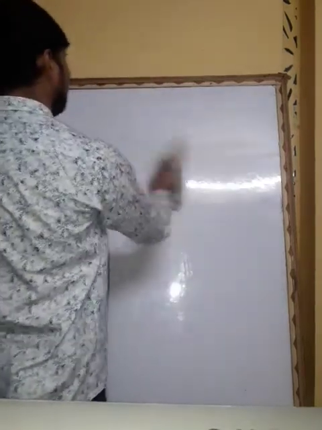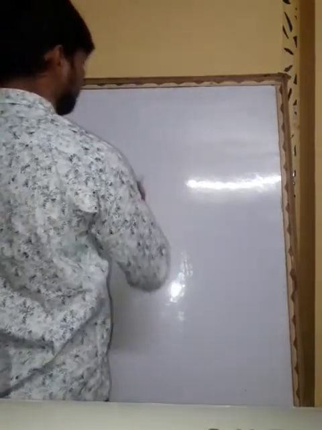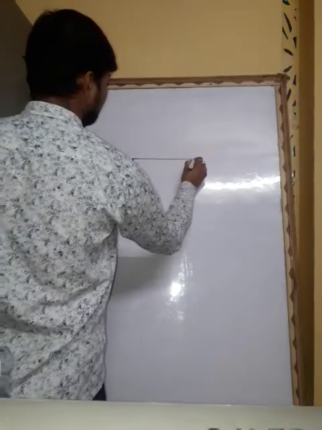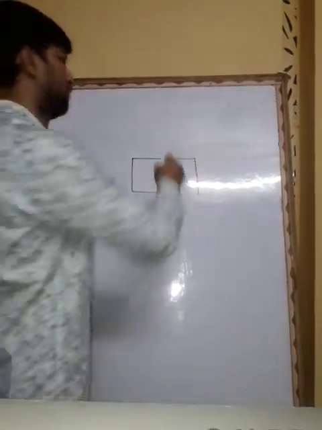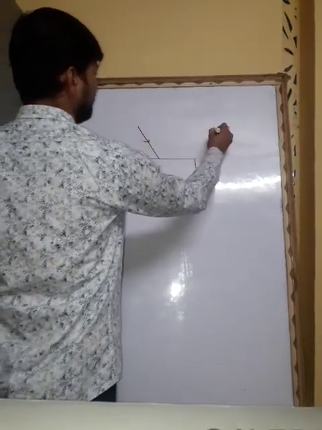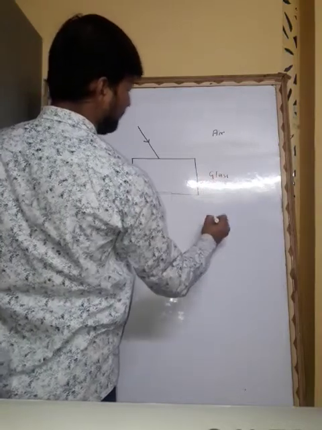Experimentally it has been done. Let us study the diagram first, then we will discuss the experiment. This is your glass slab. Now a ray comes from one medium. This is air, that is called medium 1. This is glass, medium 2, and again this is air.